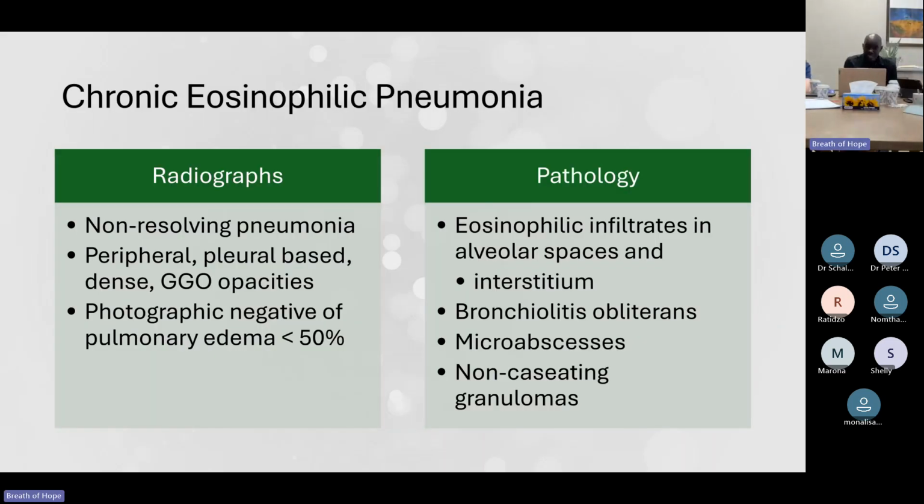And then chronic eosinophilic pneumonias, radiologically, of course, we see non-resolving pneumonia, tend to be peripheral, pleural-based, dense with ground glass opacity, and what you call the photographic negative of pulmonary edema in less than 50% of cases. And that's, as I said, how we exclude COVID. In pathology, you will have eosinophilic infiltrates in the alveolar space and interstitium, and bronchiolitis obliterans is a much more common pattern. And then they might have microabscesses with non-caseating granulomas.